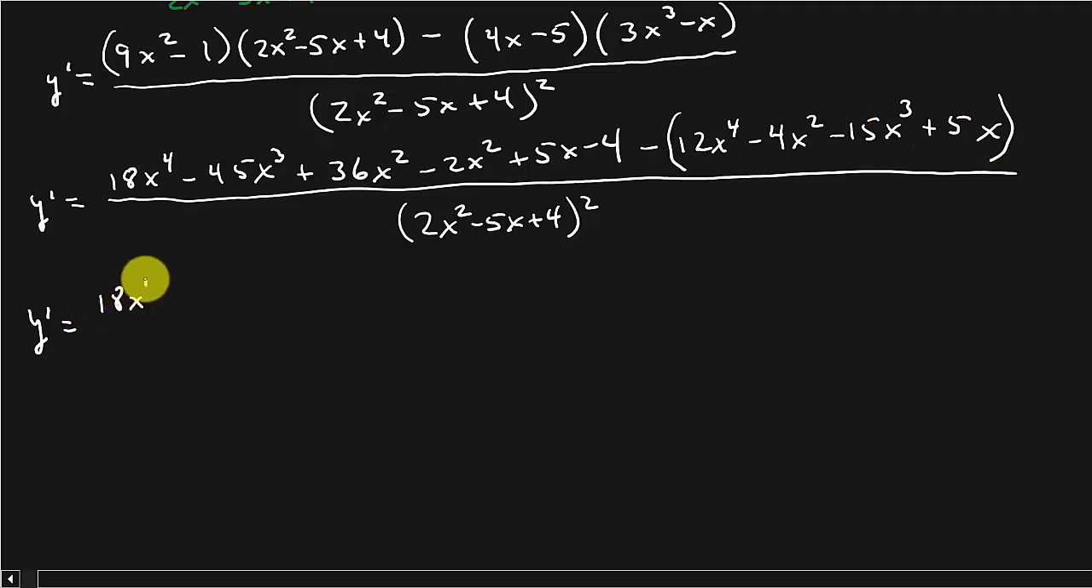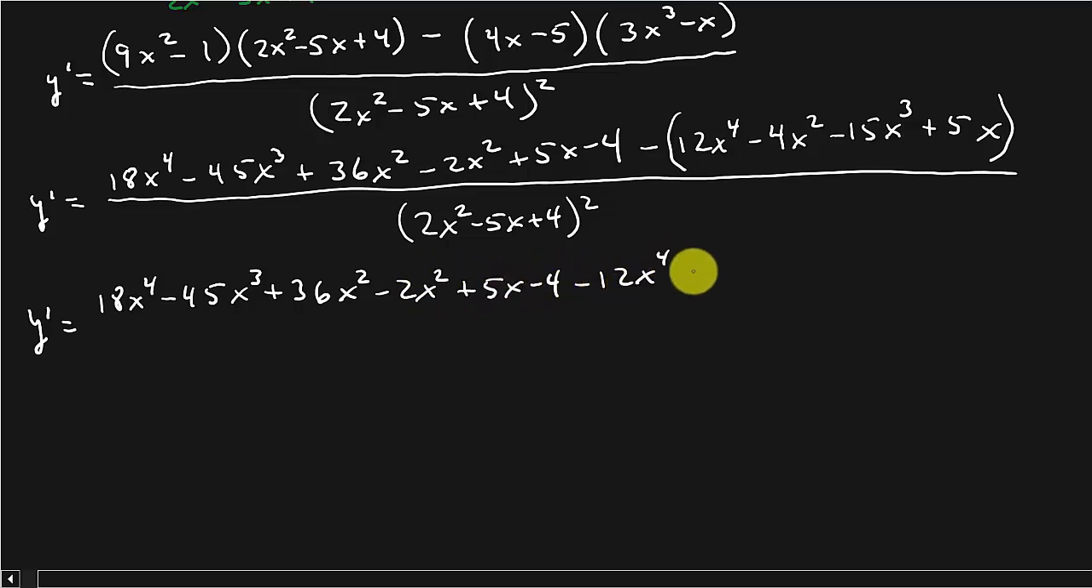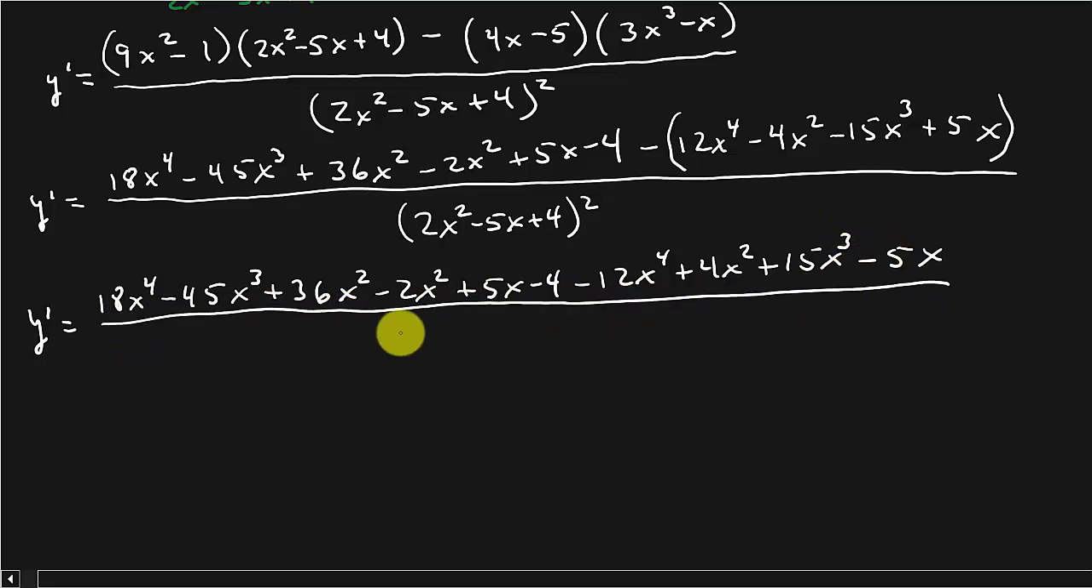So that's 18x to the fourth minus 45x cubed plus 36x squared minus 2x squared plus 5x minus 4 minus 12x to the fourth plus 4x squared plus 15x cubed minus 5x. And that's all over the denominator squared.